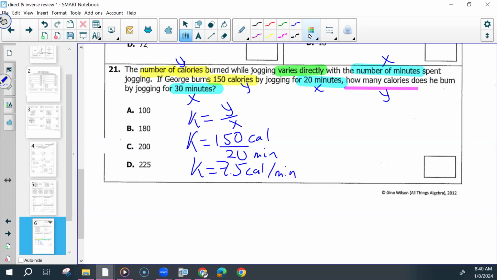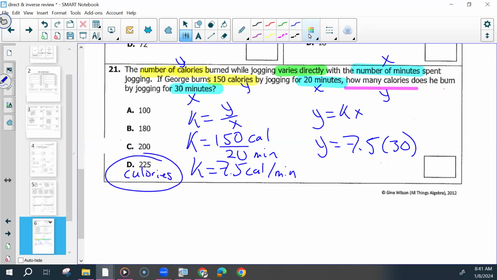Then after we find our k, we are going to use the last part. So we're looking for y. Our equation is y equals kx. So we're looking for y. We now know our k value. And then we know our x. So multiply 7.5 and 30 and tell me what you get. 225, and we would put labels, so calories. Other questions? All right.